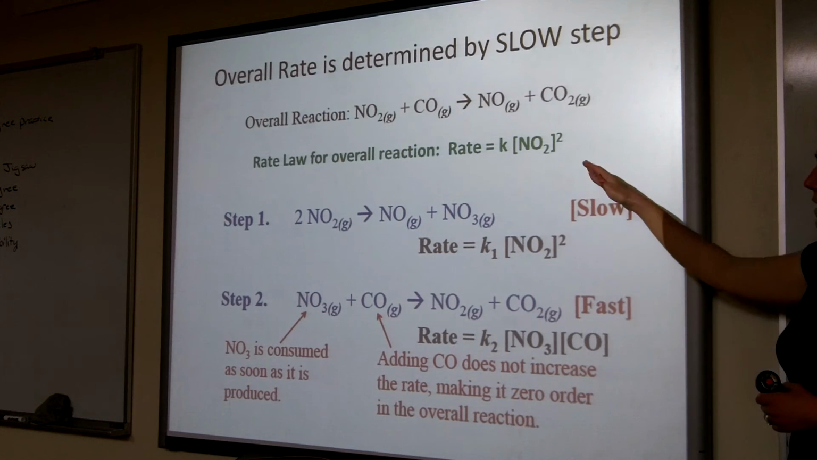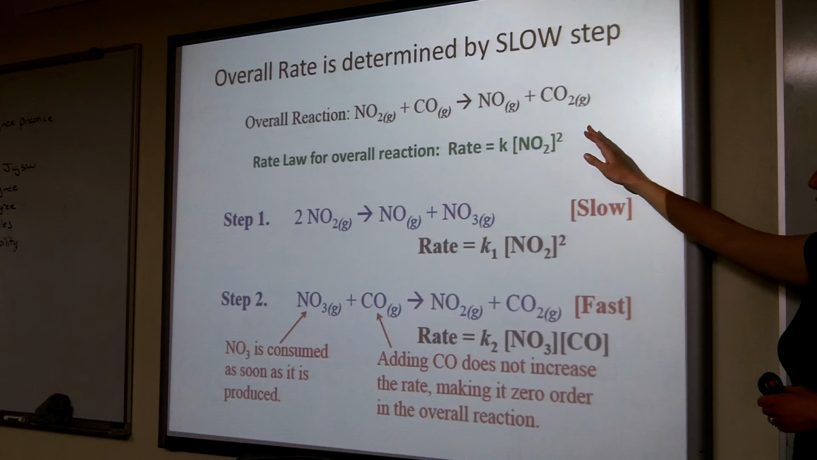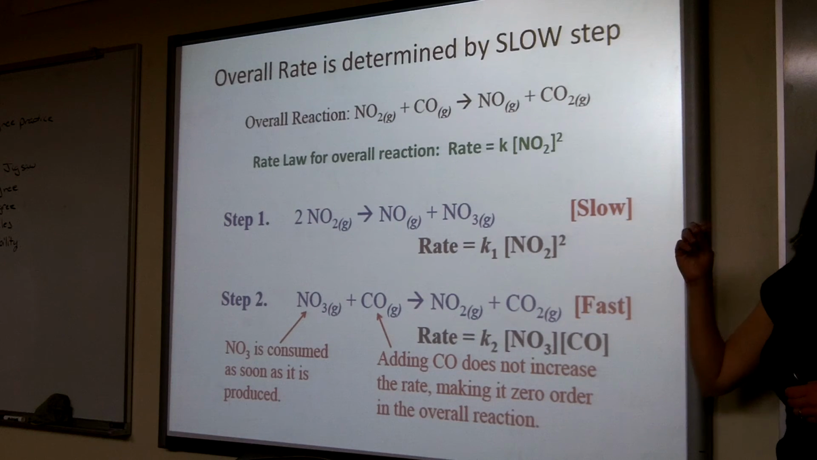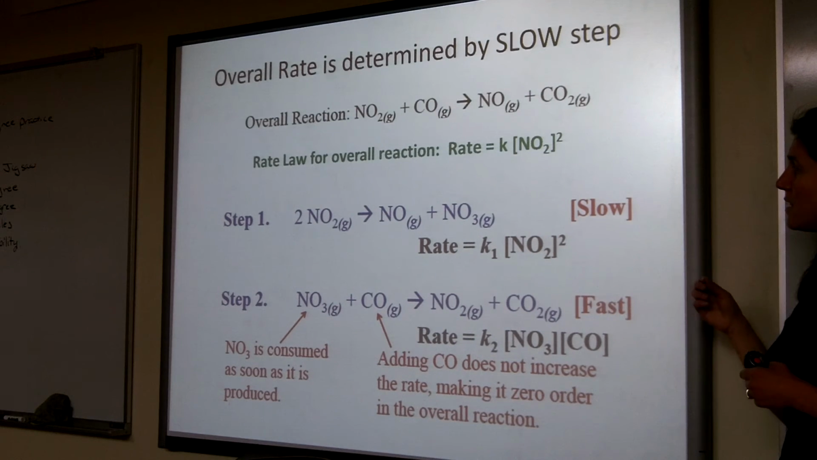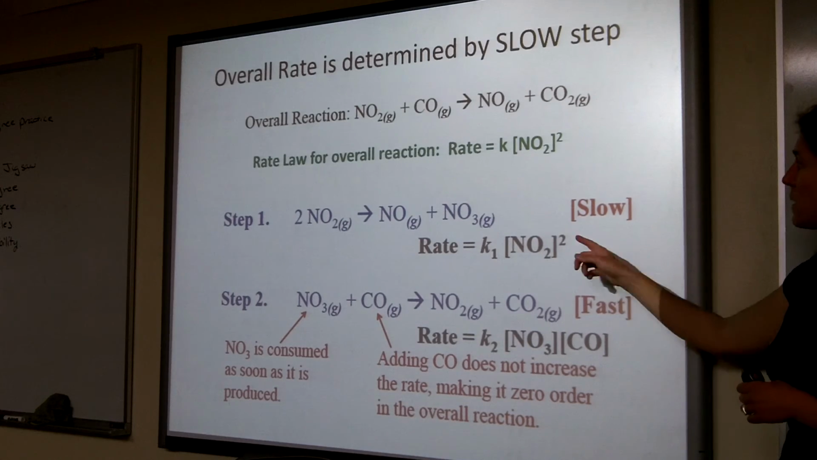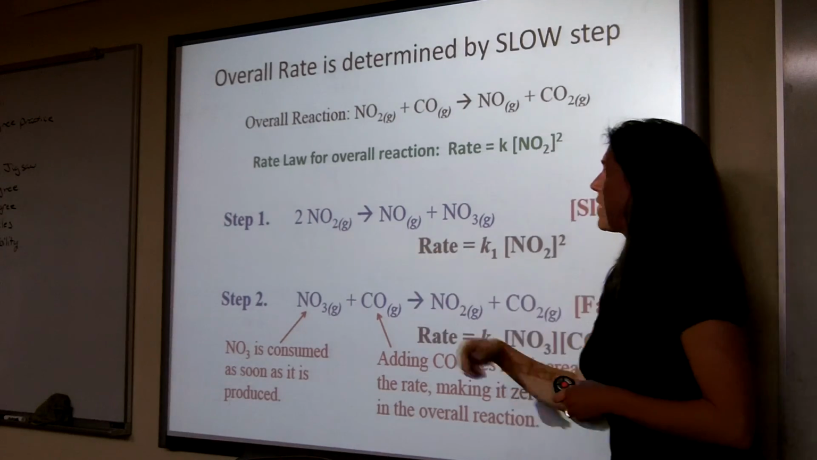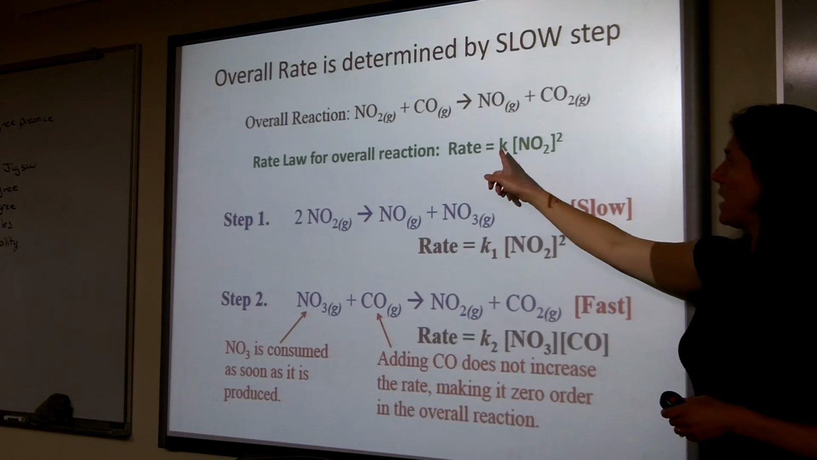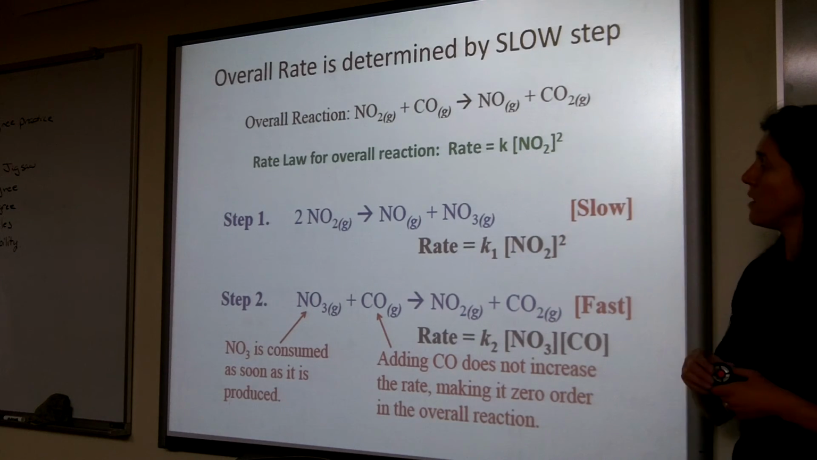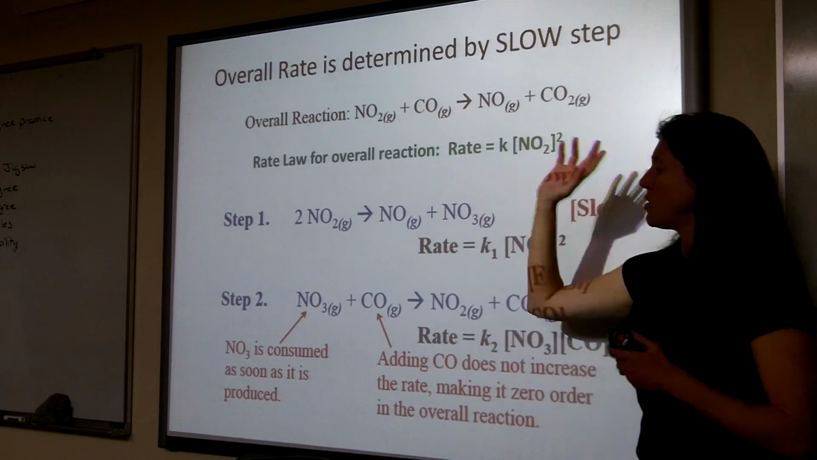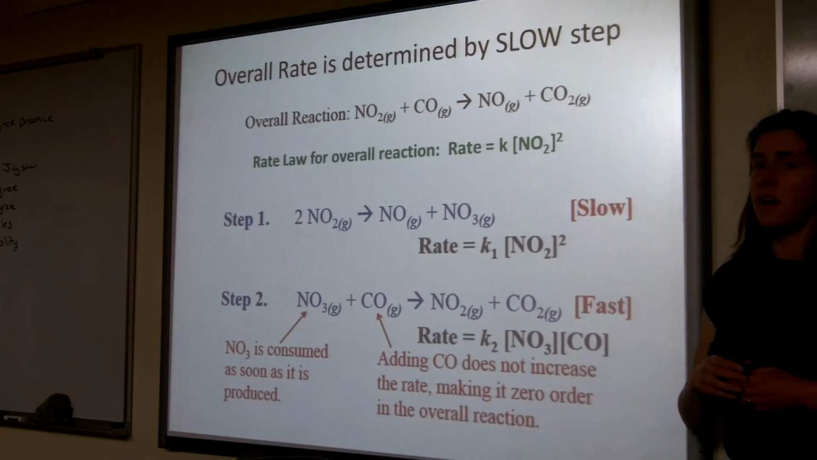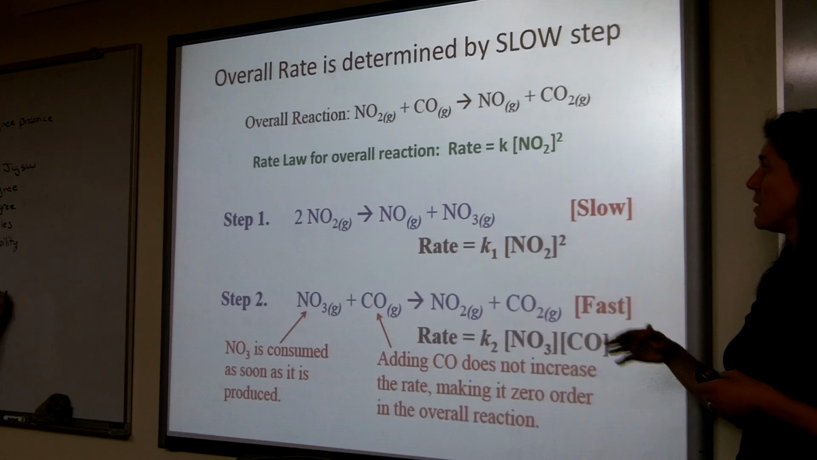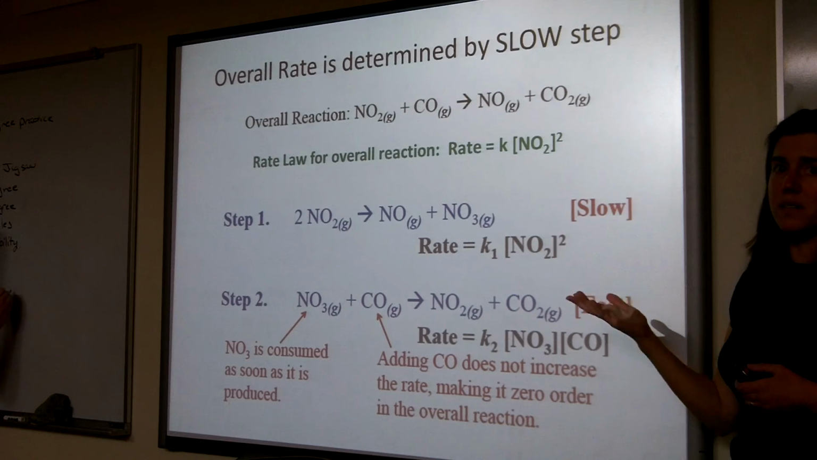The way that you find the rate law for the overall reaction is you look at the molecularity of those reactants in the slow step. In this case, my slow step has 2 molecules of NO2. So my rate law for the overall reaction is rate equals k[NO2]^2. Notice how CO does not show up in my rate law at all. That's because CO is not involved in my slow step, so it doesn't affect my rate.